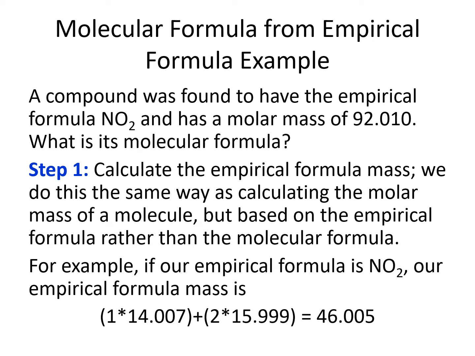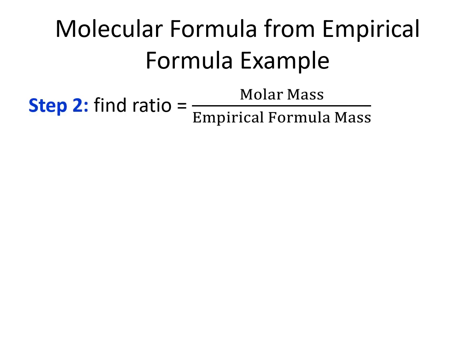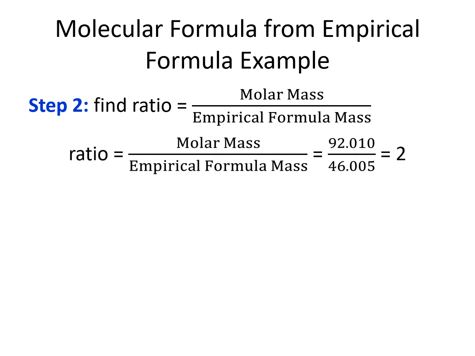So what we need to do in step 2 is find out how much larger it is. Our second step is finding the ratio between the molar mass and the empirical formula mass. So we'll take our molar mass on the top, that's the larger number, divide by the empirical formula mass on the bottom. That's going to be our smaller number. So we've got 92.010 divided by 46.005, and that gives us a ratio of 2. This is telling us that our molar mass, that is the mass of the molecule, is twice as big as what we'd expect based on the empirical formula.